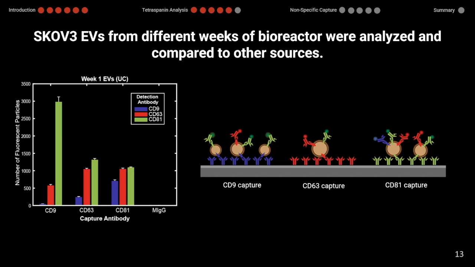So before we had any big takeaways from this, we started thinking, well, maybe this is something that was an artifact of this single isolation, or it could be something that is transient. So we wanted to see, are these subpopulations of tetraspanin expression constant over time for these SCOV3 EVs? So we did 6 consecutive isolations from that bioreactor of our SCOV3 EVs and compared them to see if we were getting this consistent profile.